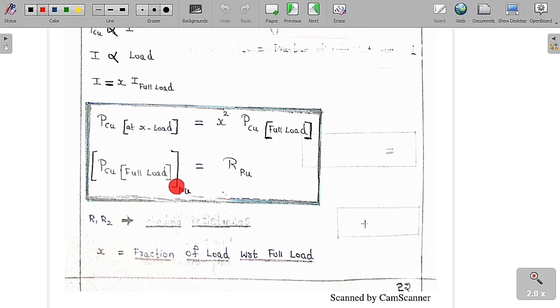So R per unit is equal to copper loss at full load in per unit value.